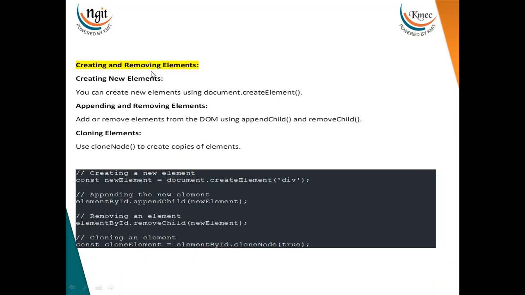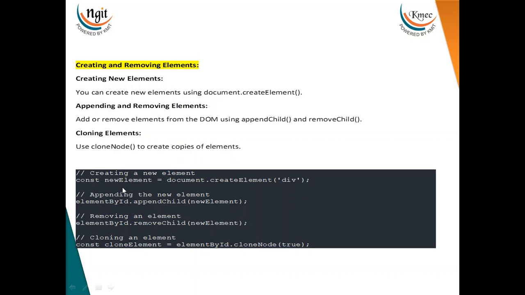And creating and removing elements: you can create new elements, remove elements, append elements, and clone elements with these methods. You can create new elements using the document.createElement method. You can append or remove elements using appendChild or removeChild. You can clone elements using cloneNode to create copies of elements.